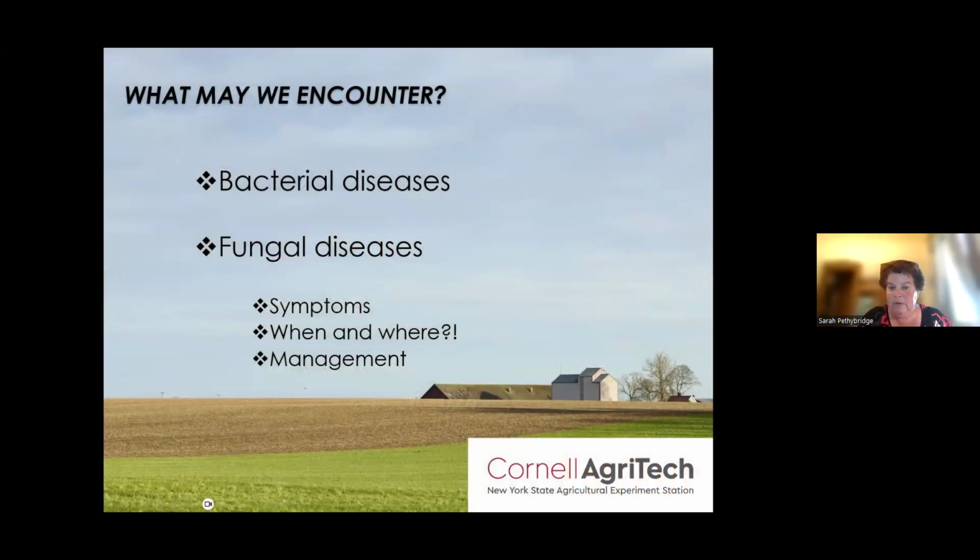The diseases we'll be talking about today fall into two groups, depending upon what they're caused by. Firstly, we'll talk about bacterial diseases, but we'll also be talking about the fungal diseases, and specifically the fungal diseases that we'll encounter from here on. And that's probably mostly white mold. We'll be reviewing some of the symptoms of these diseases, when and where we might encounter them, and some of the key management tactics that we can use within the season, but also some of the strategies, if we've had an outbreak of a disease, to try and prevent that in the future.